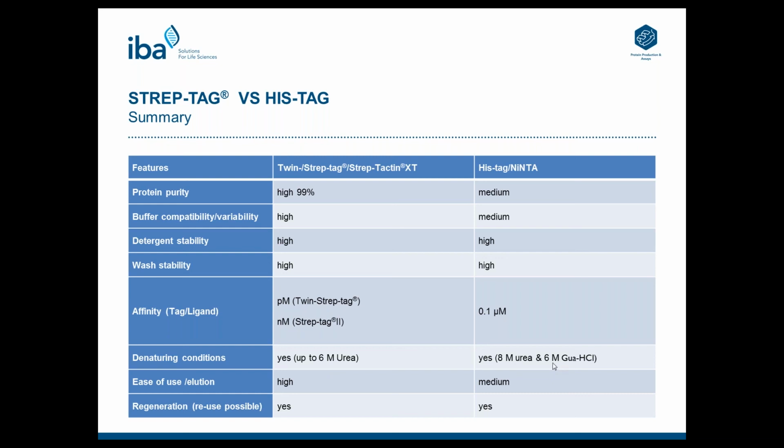The ease of use of the Strep-tag system is very high, and also the elution is very easy. On the other side, we would rate the ease of use for the His-tag system medium, because you need time-consuming imidazole gradients in order to obtain highly pure protein. Both systems can be regenerated and reused.